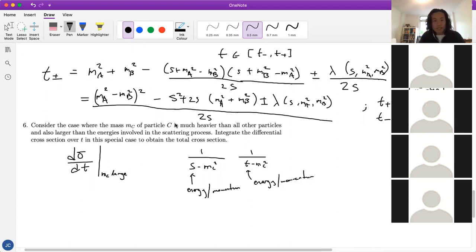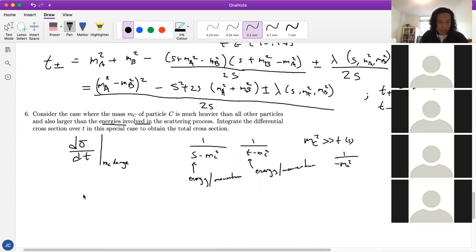And here the question says that the mass of particle C is much heavier than the energies involved in the scattering process. So we can safely say that mc squared is a lot larger than T or S. And in this expression, then we can just ignore the S and T and assume that the 1 over mc squared minus mc squared will dominate over the actual momentum term. So when we write down this d sigma dt, we're going to simplify these two as just 1 over minus mc squared.